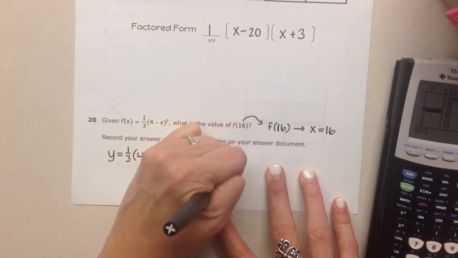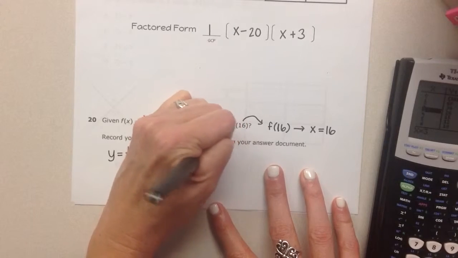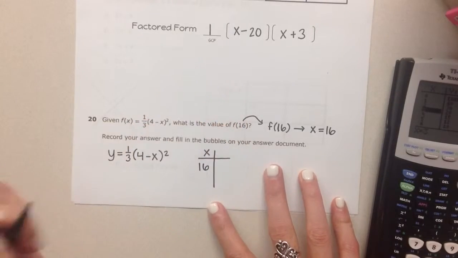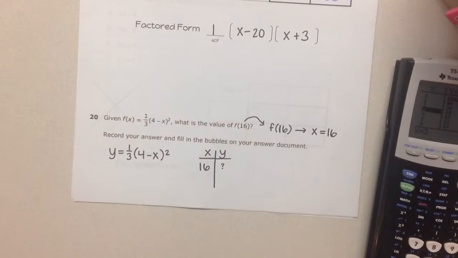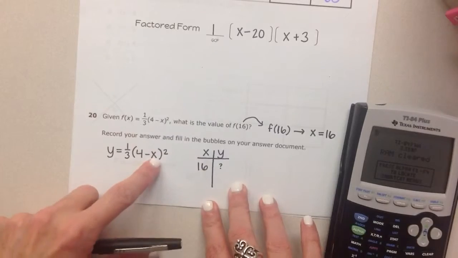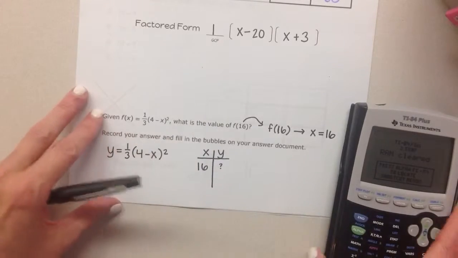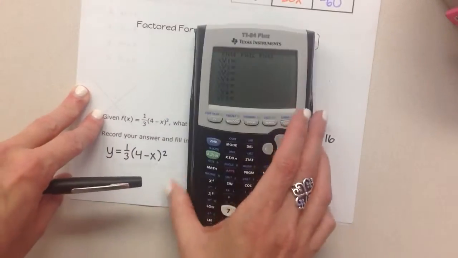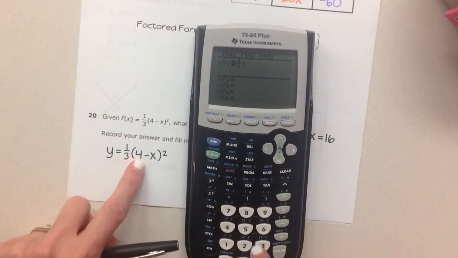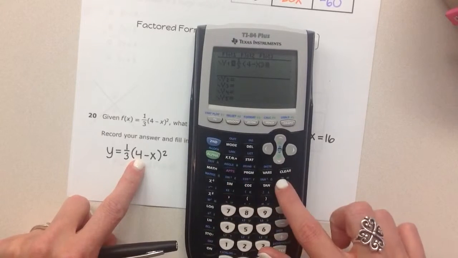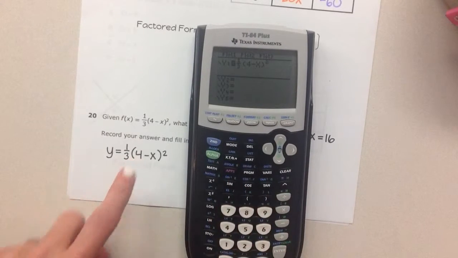So think about it like this, guys. If they're giving you the x value of 16, what do you think they are asking you for? They are asking you for the y value, and you have an equation. Now it becomes a very simple calculator problem. You could plug in 16 here and do the math, or you can go to y equals and you can plug in your equation, 1/3, and then in parentheses 4 minus x, and then raise that to a power of 2, and then go to your table, second graph.